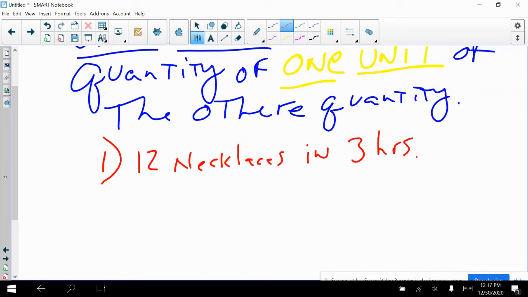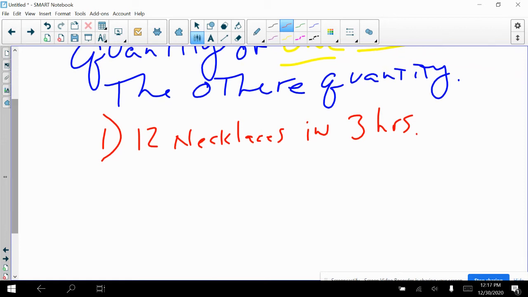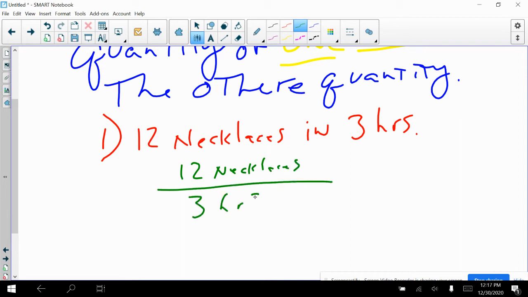Okay, so we'll just say somebody can make 12 necklaces in 3 hours. The question would be, find the unit rate. So again, if we would put this in rate form, which would look like this, 12 necklaces per every 3 hours.